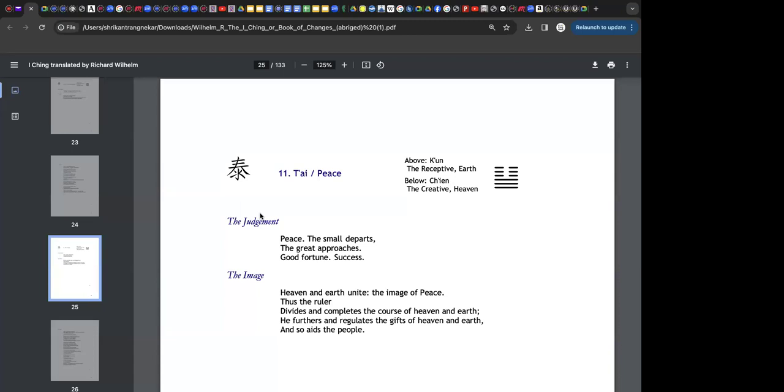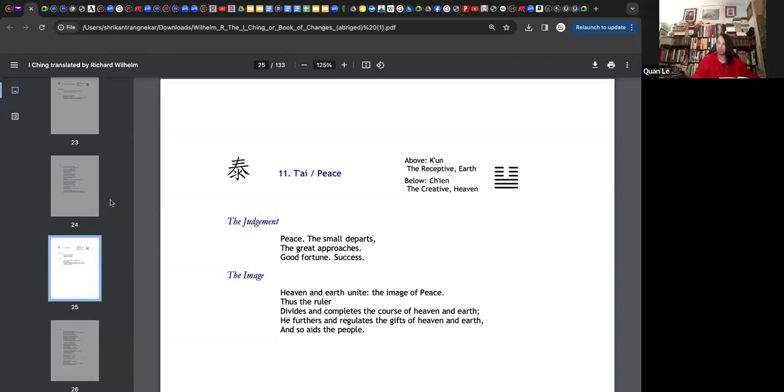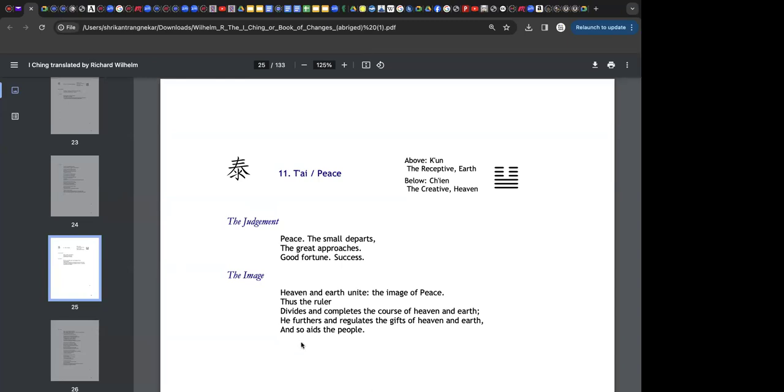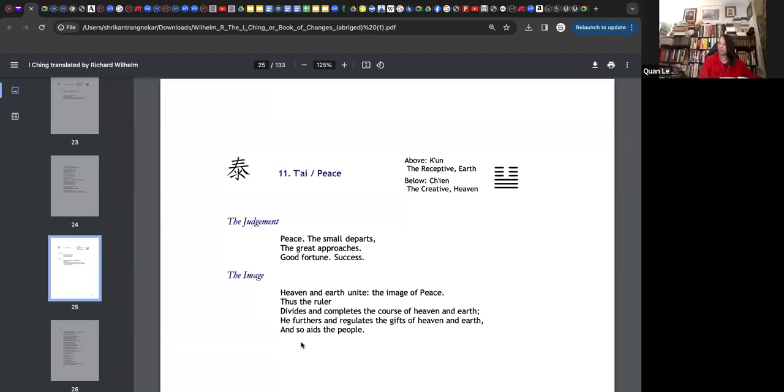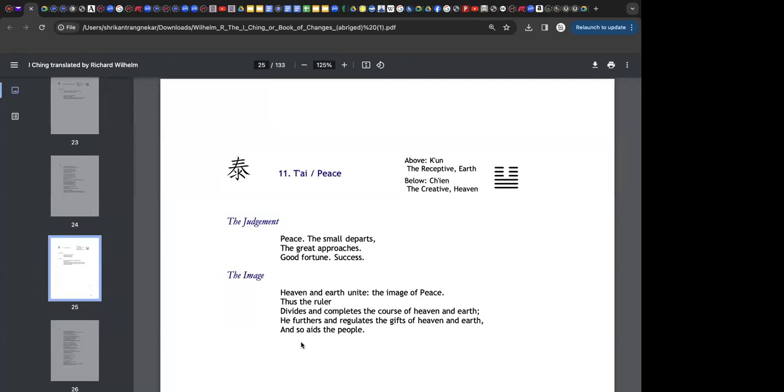So the basic question is with regard to the upper right hand. These six lines are composed of two parts, three broken lines and three unbroken lines. And for the broken lines, the upper trigram, it's receptive. Absolutely. And the lower trigram, yeah? So would you use a different word to indicate the opposite of receptive instead of saying creative?